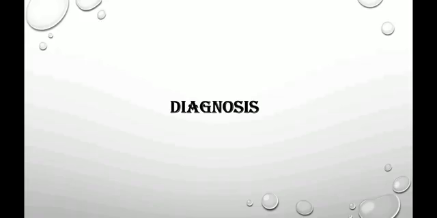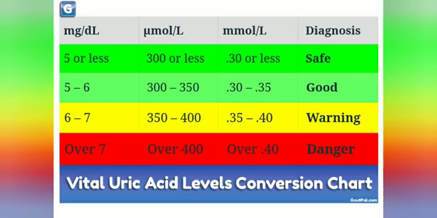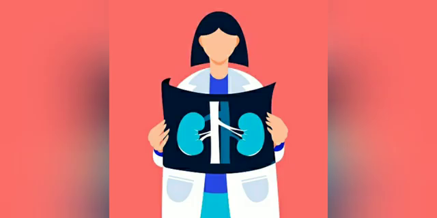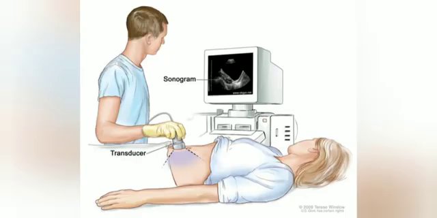Now, diagnosis. Diagnosis of this disease can be done through uric acid content of blood, by detecting the color of urine, by kidney x-ray, and by sonography of kidney.